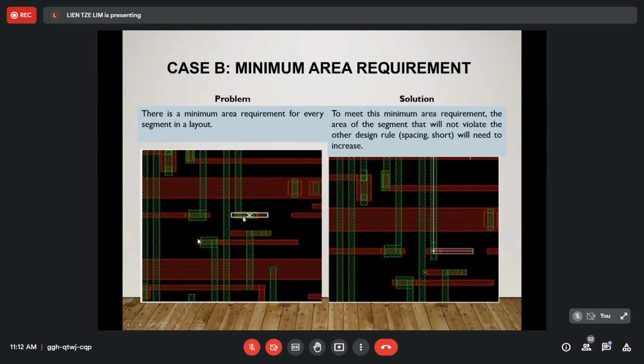For this case, according to this design, it looks like this area of the layers is thinner, and then it has an issue after performing the DRC. To fix it, this is the area of the layers with no issue. Given in the statement here, the area of the segments that would violate the other design rules will need to increase. So this area of the layers has already increased if you compare it to this one.